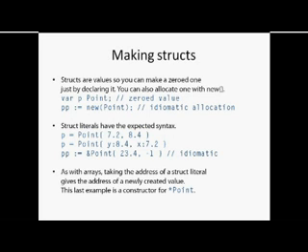Making structs. Structs are values, so you can make a zero one just by declaring it. It can also allocate one with new. Struct literals have the expected syntax. As with arrays, taking the address of the struct literal gives the address of the newly created value. This last example is a constructor for Point.